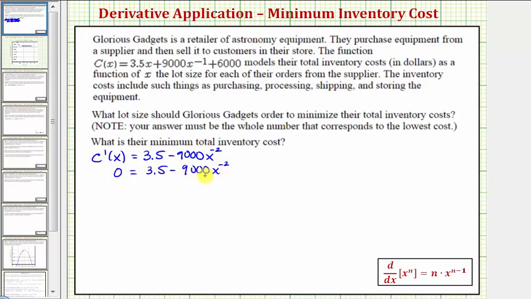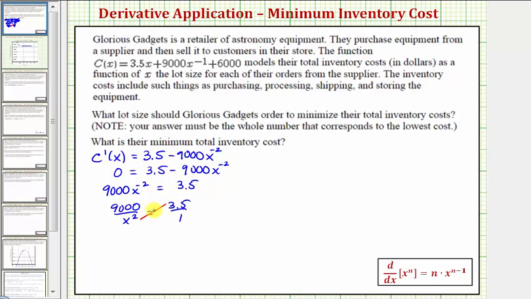Let's go ahead and add 9,000 x to the power of negative 2 to both sides. So we'd have 9,000 x to the power of negative 2 equals 3.5. Let's write both of these in fraction form. So we'd have 9,000 over x squared equals 3.5 over 1. And now that we have a proportion, we can cross multiply and solve for x.